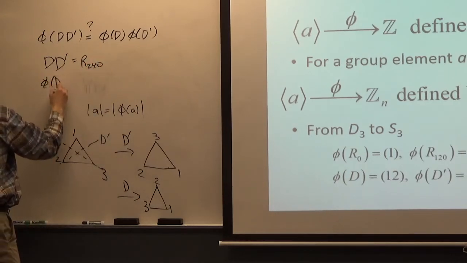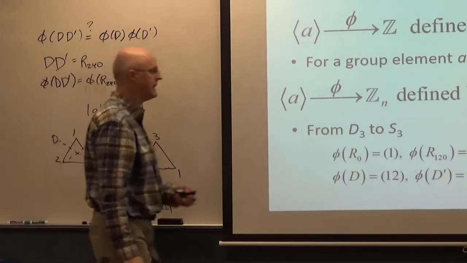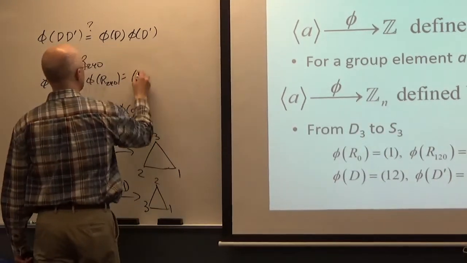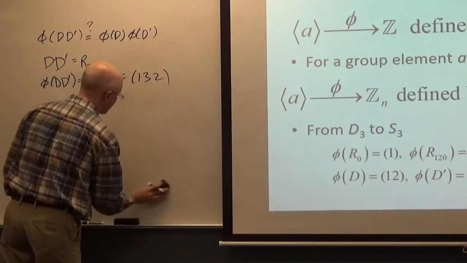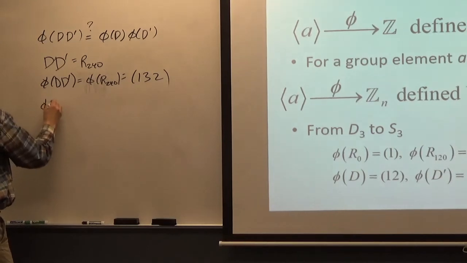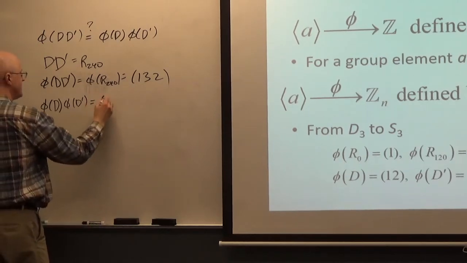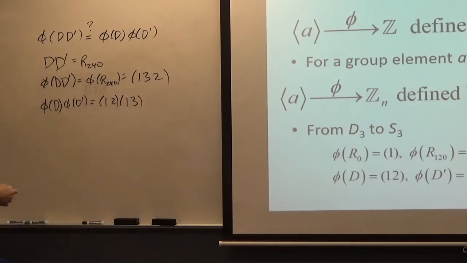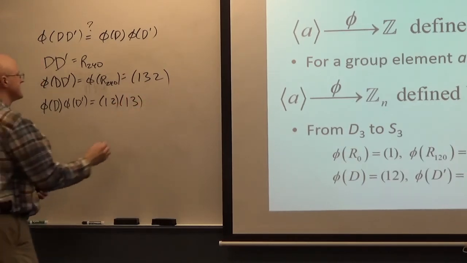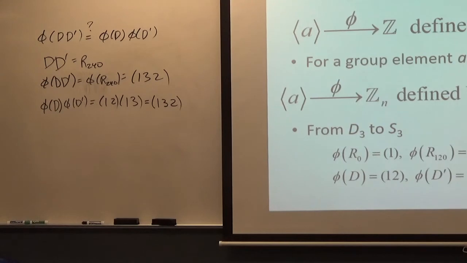So phi of D prime is the same as phi of R240. R240 is getting mapped to 1, 3, 2. Hopefully. I did check one example out before class, so hopefully this is not a problem. Hopefully this ends up being the same thing. D gets mapped to 1, 2. D prime gets mapped, you see, to 1, 3. And yes, when you compose these permutations, they equal the same thing. That's verifying the operation preserving property for that example.